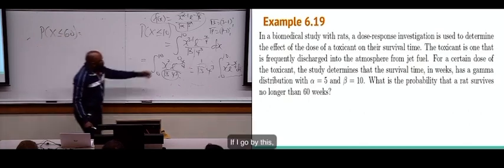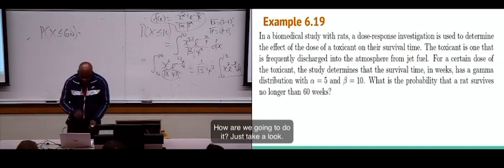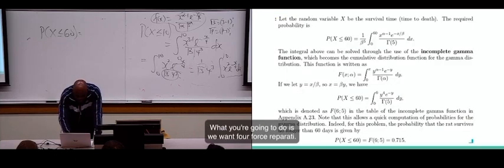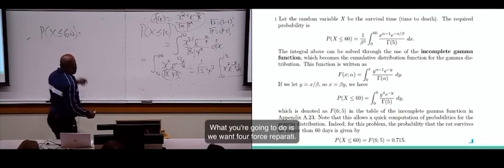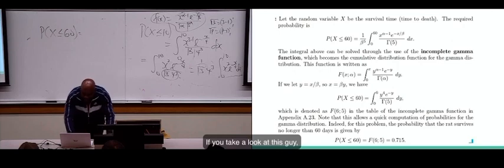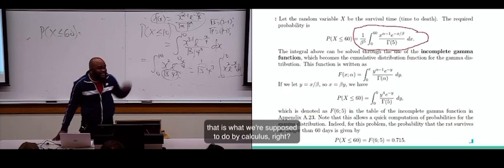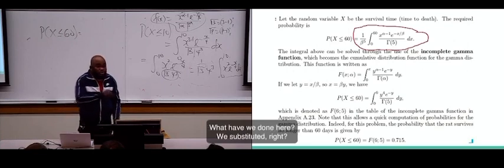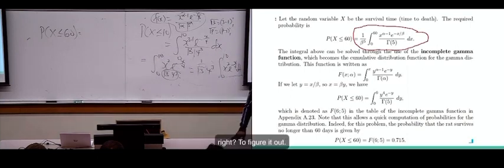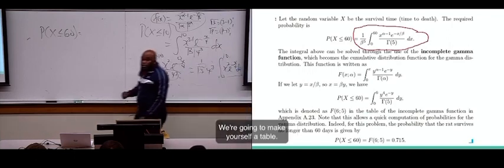If I go by this, it's going to be complicated, right? How are we going to do it? Just take a look. They say no longer than 60 weeks. What we want to do is reparameterize. That is what we're supposed to do by calculus. What have we done there? We substituted, because we want to make use of the formula. But let me tell you what you're going to do. We're going to make use of a table.